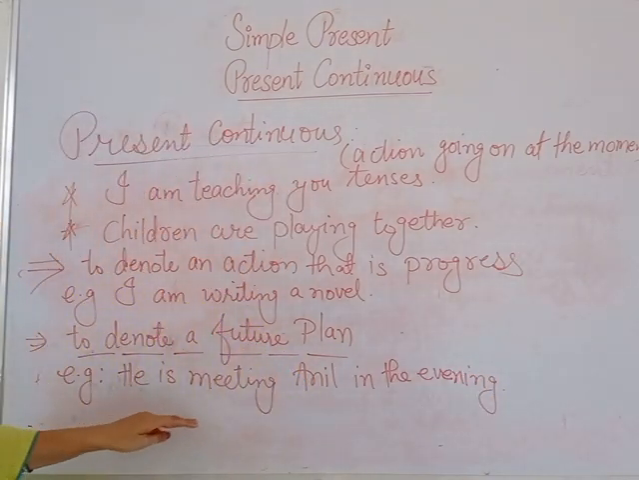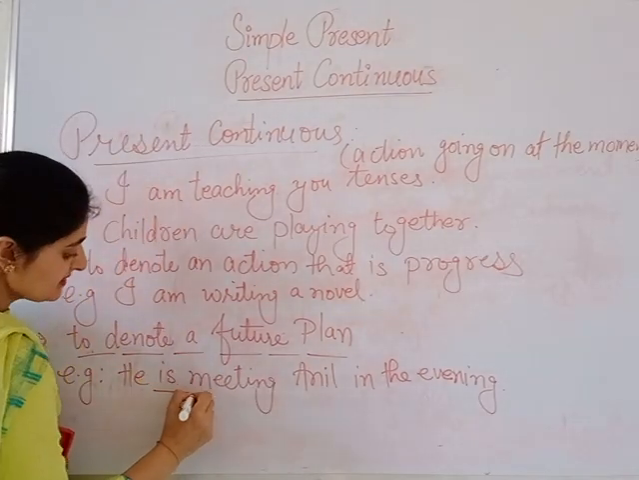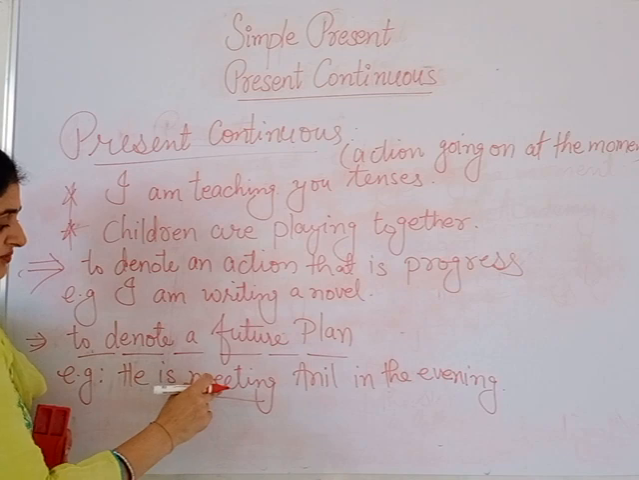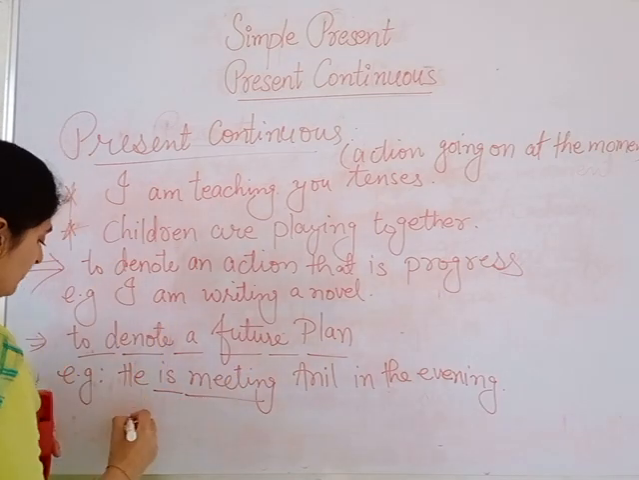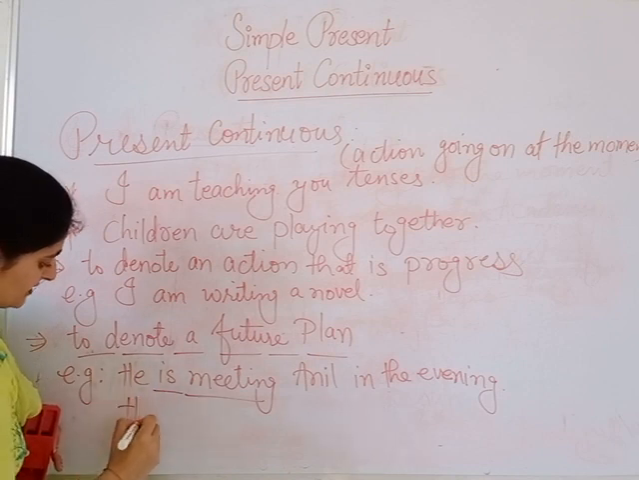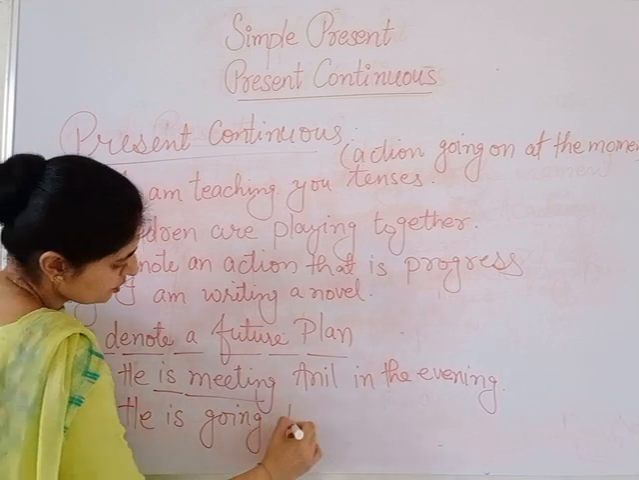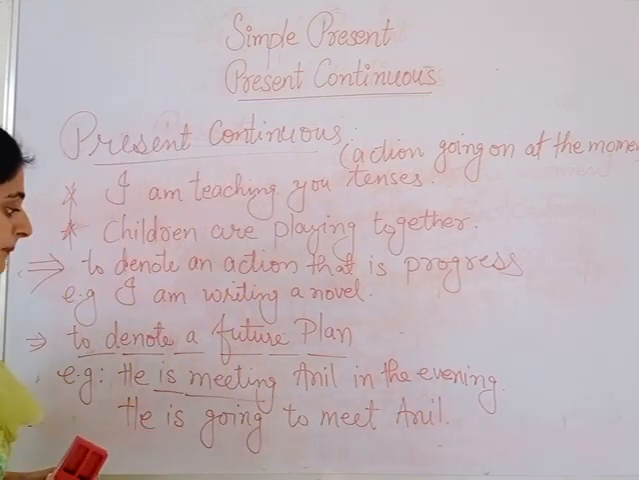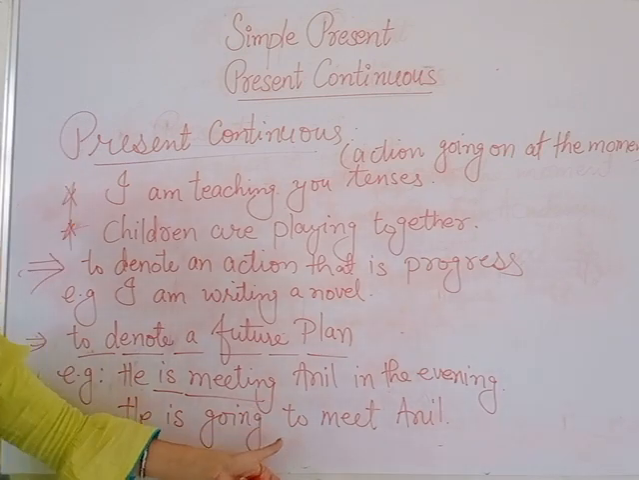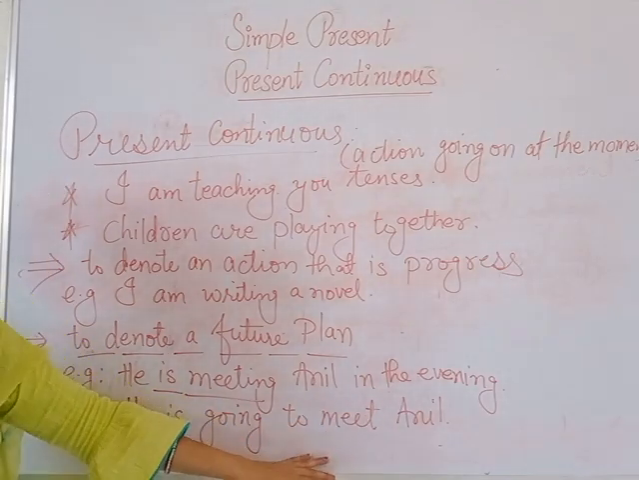Okay, he is meeting Anil in the evening. So here I use present continuous tense: is plus first form plus ing. One more example I am giving you to make a difference between two examples. He is going to meet Anil. You will take these two examples as similar in meaning, but there is a difference in the inner meaning of these two sentences. What is their difference?